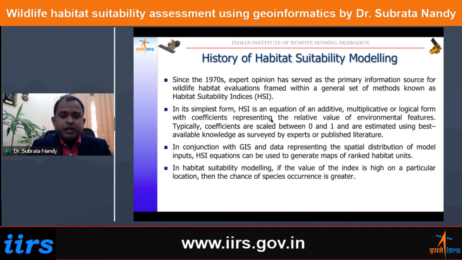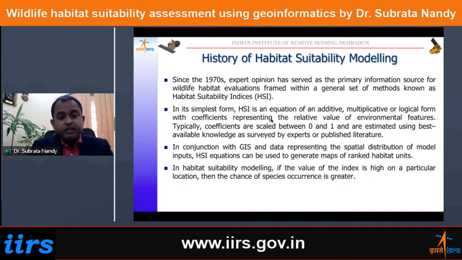But through time, the modeling process has evolved. As I mentioned, earlier people used to work with expert opinion. Let's say I have some layers, and I integrate them based on expert opinion. I give weightage to the particular layers, and then using an additive or multiplicative equation, I add up these layers and get the habitat suitability map. So this is totally based on weightage, or totally based on expert opinion.